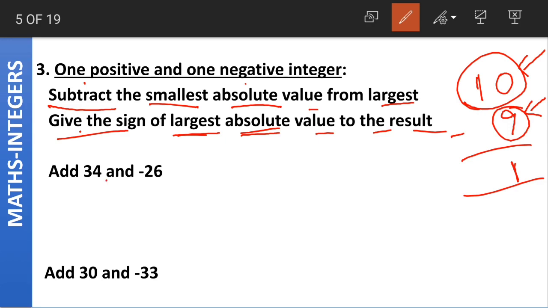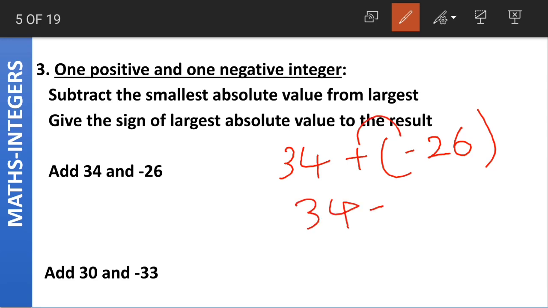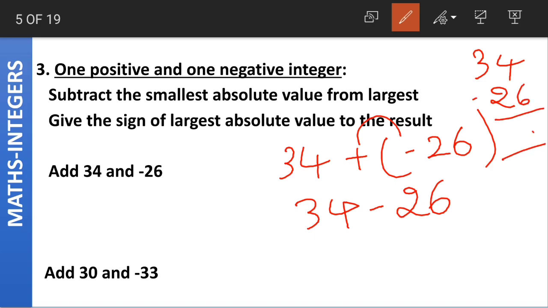Let us look at the first example here. We have to add 34 and minus 26. Now how will we write this? 34 plus of minus 26. Again, plus into minus becomes what? Plus into minus becomes minus. 34 minus 26. Now what will the answer of 34 minus 26 be? 34 is the greater number, 26 is the smaller number. We subtract these two. What will the answer be?